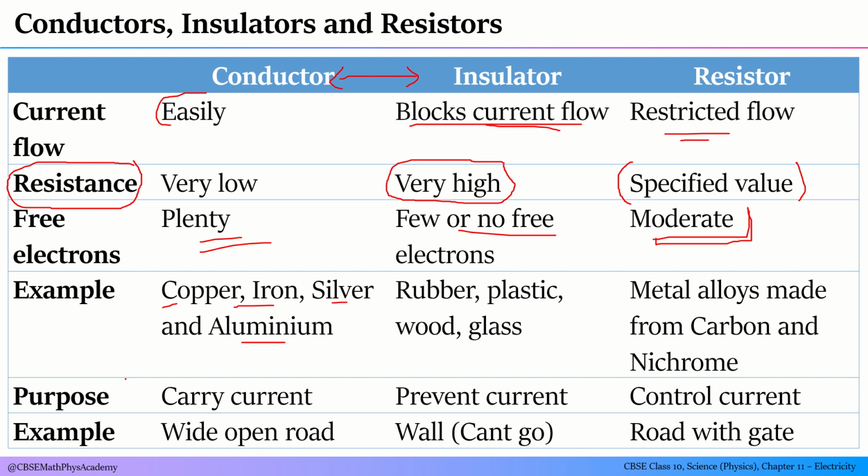Then the purpose: for a conductor, obviously, it is to carry current. For an insulator, it is to prevent current. And for a resistor, it is to control current. It is controlling, increasing or reducing the flow of current.